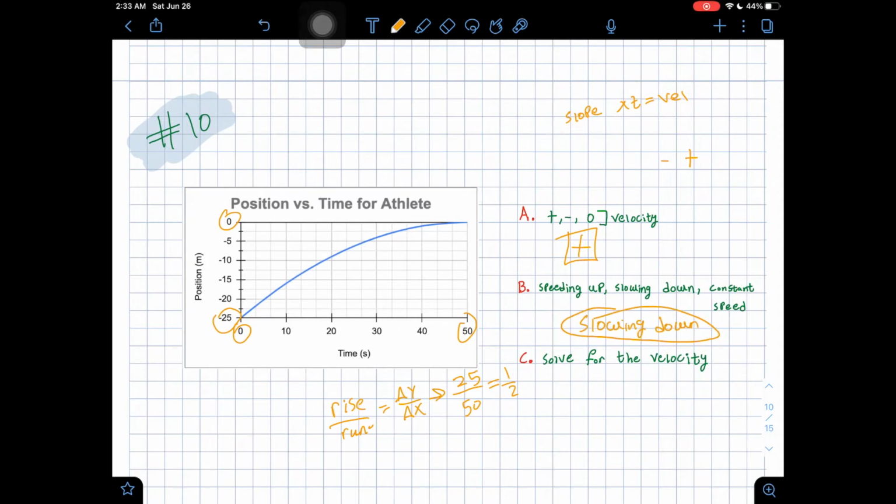Next, C is asking us to solve for the velocity. And again, our velocity is just the slope of this position versus time graph. And we actually already did the math in part 1. So it's just positive 1/2 meters per second. It's crucial that you put a positive or a negative in order to denote if it's a positive value or a negative value. It'll make a big difference when actually using your kinematic equations.